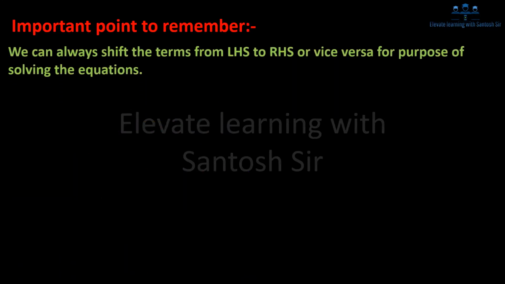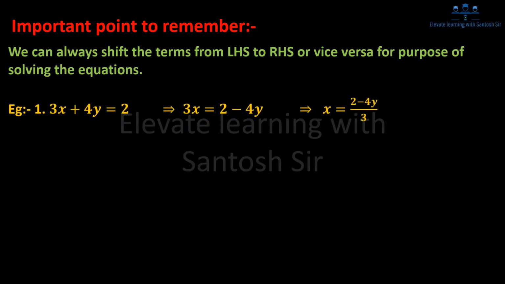Next important point to remember is we can always shift the terms from LHS to RHS or from RHS to LHS for the purpose of solving. For example, 3x plus 4y is equal to 2 can be written as 3x is equal to 2 minus 4y, and then if I take this 3 on the other side, I can say x is (2 minus 4y) upon 3. We can do this for the purpose of solving.